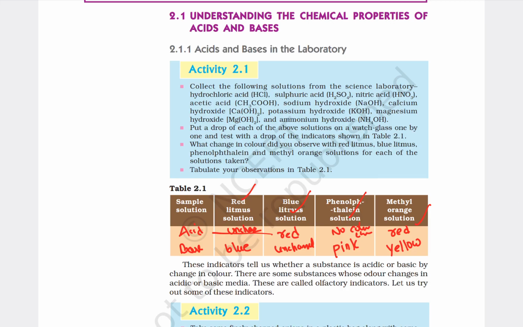So basically what is the understanding here? How the acids and bases react with different indicators, recognize the characteristic color changes for acids and bases. So these principles we apply, and we try to identify whether it is an acid or base using these indicator tests.